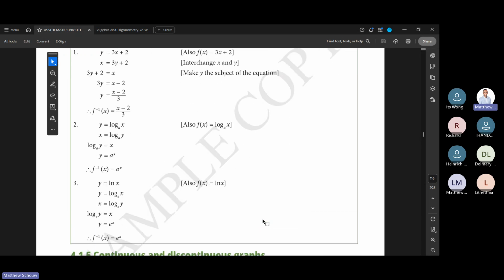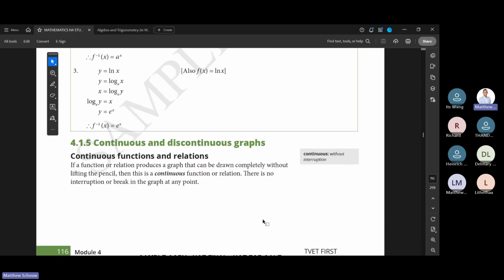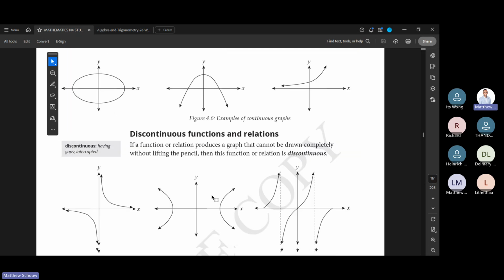Okay, so there's another one. What you must know is continuous or discontinuous. I see this a lot in the question paper. If a function or relation produces a graph that can be drawn completely without lifting the pencil, then it is a continuous function or relation. There is no interruption or break at any point in the graph. Fairly simple to understand. A graph like this, an ellipse, you start there, draw a line like that, continuous, going that way, continuous. That's a continuous graph, fairly easy.